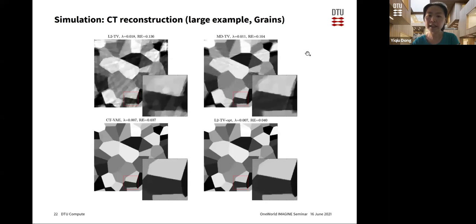Here is a large example. Here it's more clear: we can see the new method gives almost the same quality result as using the true angles.